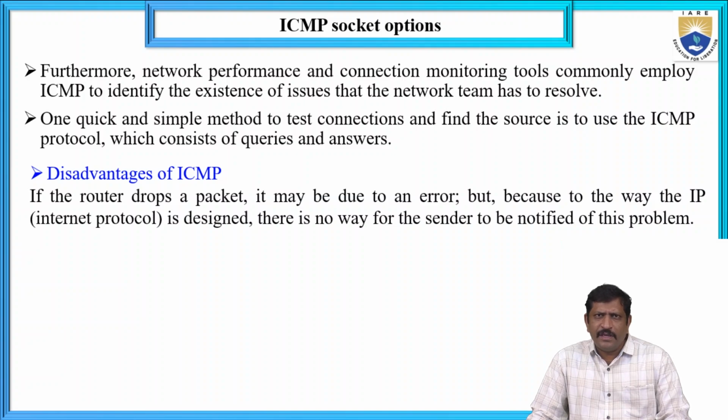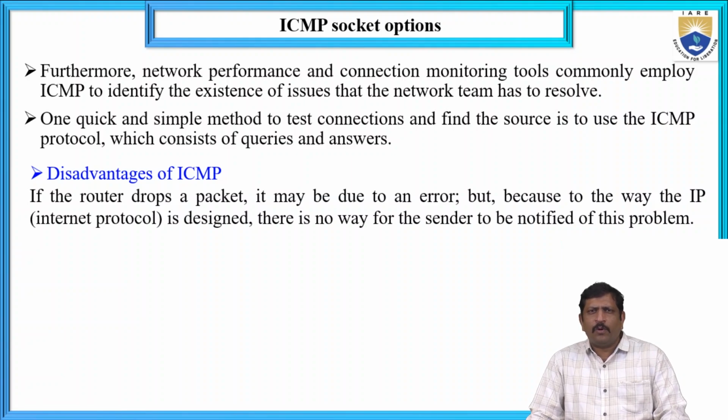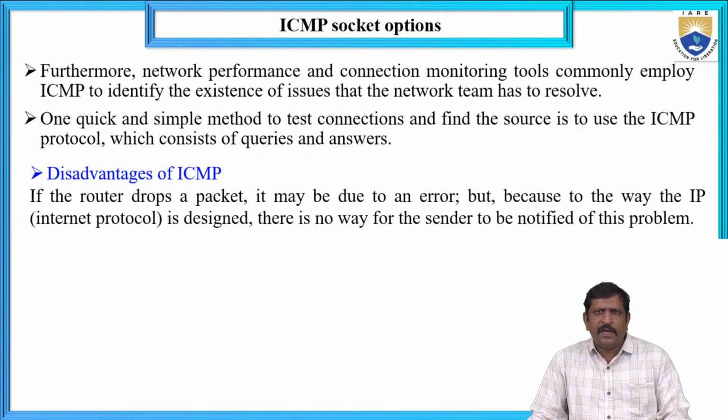Disadvantages of ICMP. If a router drops a packet, it may be due to an error, a memory problem or a buffer problem. But because of the way the IP, the Internet Protocol, is designed, there is no way for the sender to be notified of this problem.